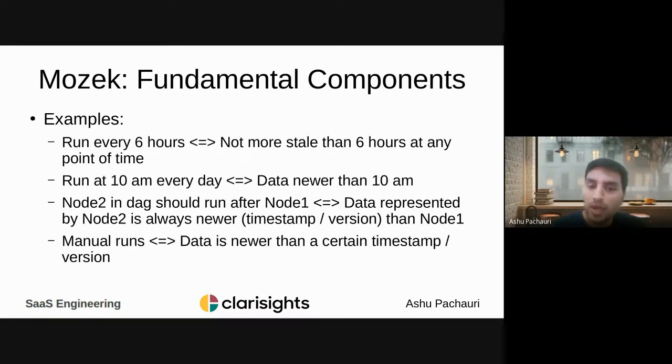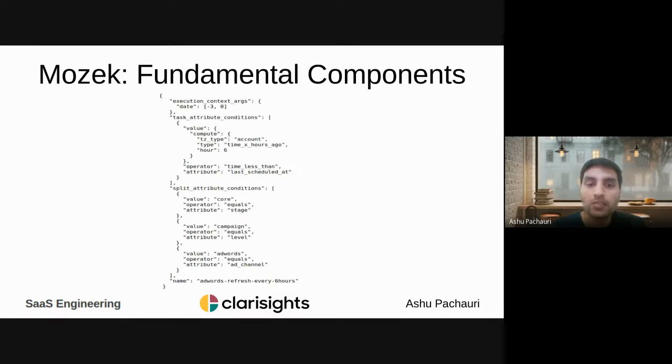Then manual runs, again, you're basically saying that data is newer than a certain timestamp or a version. Basically, when you say that, okay, I want to do a manual run now, or at a particular timestamp, what that means is that the rule will actually look like this, that the data is newer than that particular timestamp. That's all.